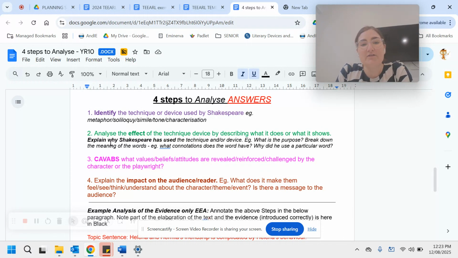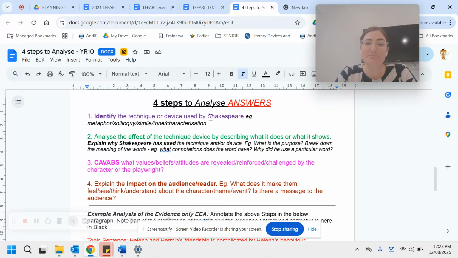Right, so there are 4 steps to analyze. The first thing that you need to do is make sure that you know what evidence you're going to use and that you have an understanding of what the technique or the devices are and how they've been used by Shakespeare or the director or whoever the author is for whatever novel you're analyzing or whatever play. So you can use these 4 steps to analyze across all of your analytical writing in English, right?